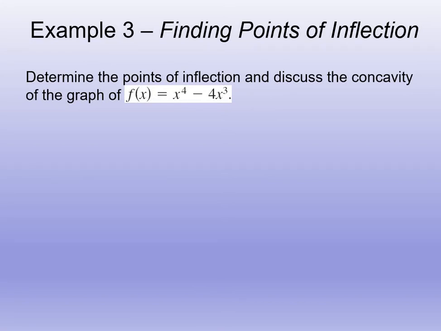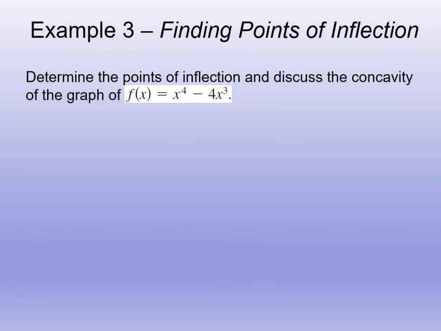So let's do this example here. We want to determine the points of inflection and discuss the concavity of the graph of f of x equals x to the 4th minus 4x cubed. Why do we do this? Because your graphing calculator doesn't necessarily graph functions like this very well. To get a good understanding, you'd spend a lot more time playing with your window, trying to see the actual changes.